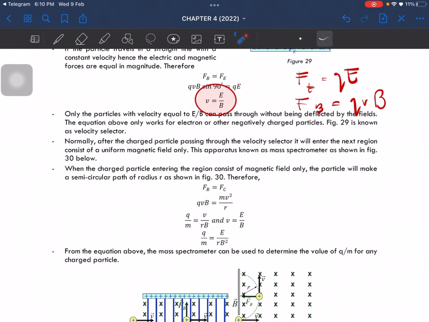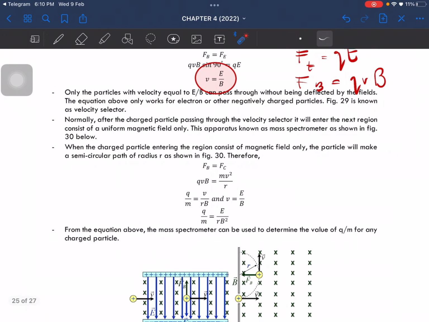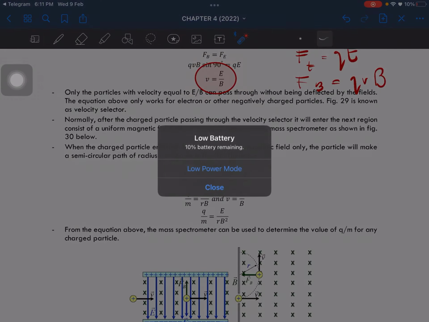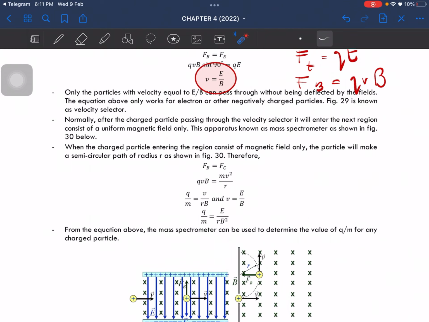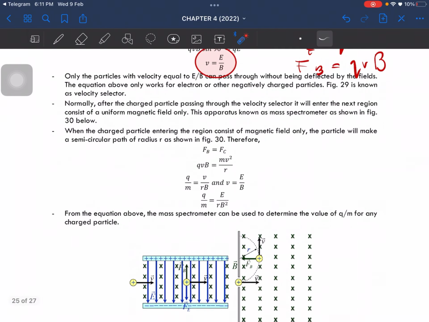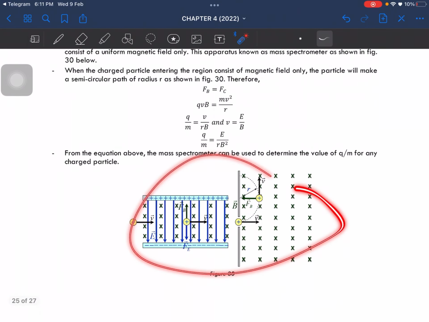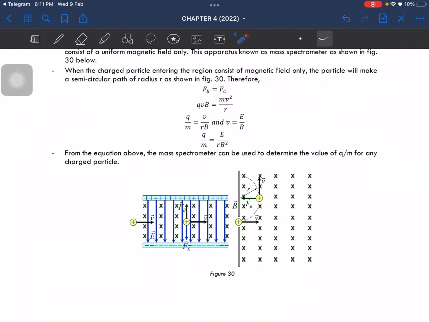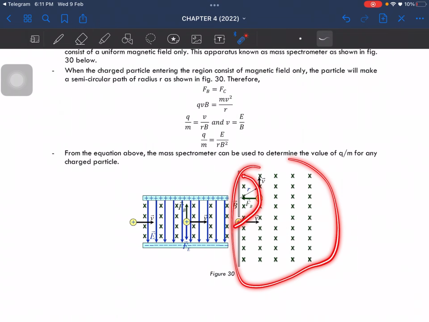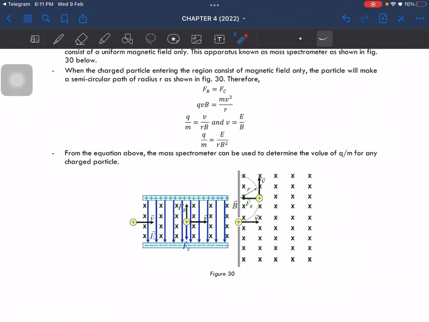Okay, so normally after the charged particle passes through the velocity selector, it will enter the next region, which consists of uniform magnetic field only, which is known as the mass spectrometer, as shown here. So when the charged particle enters the region consisting of magnetic field only, which is this one, it will make a semicircular path of radius r.